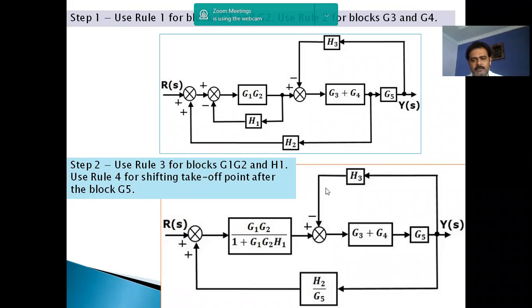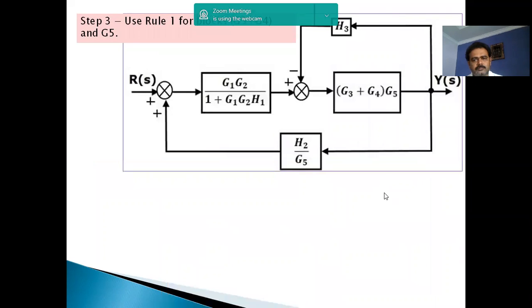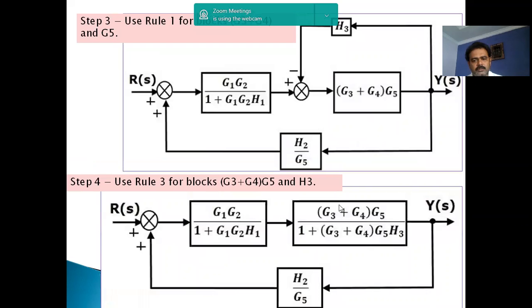Okay, again, if we observe this one, eliminating this H3 feedback. So you will get these two, eliminating H3, and we can replace with, again using the same formula, G by 1 plus GH. So we can replace these two blocks with a single block.